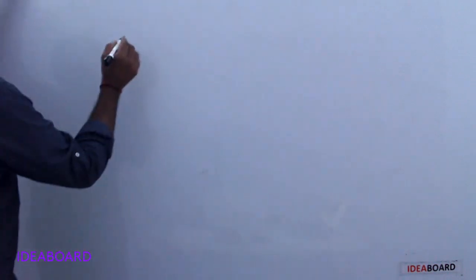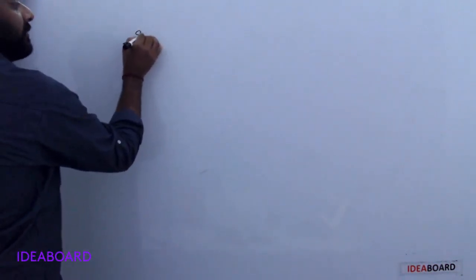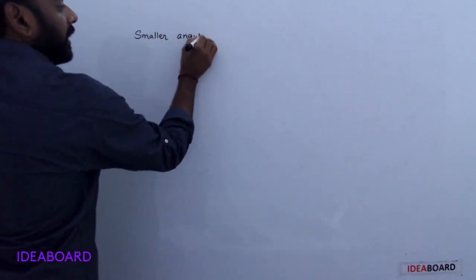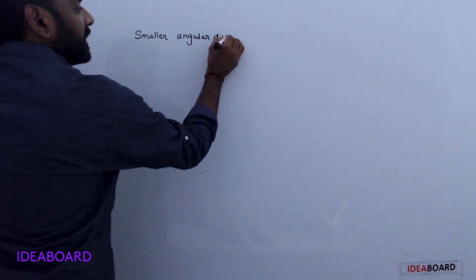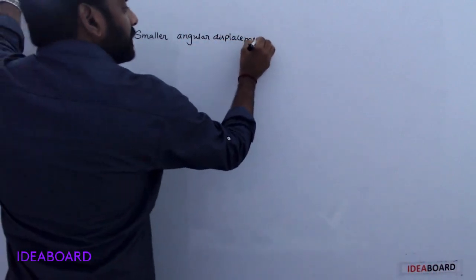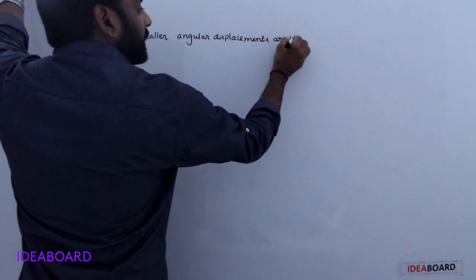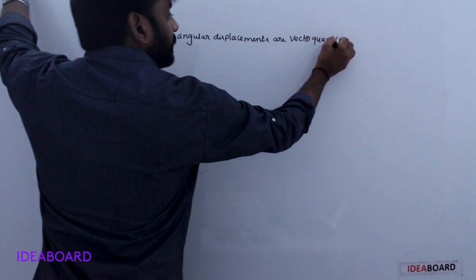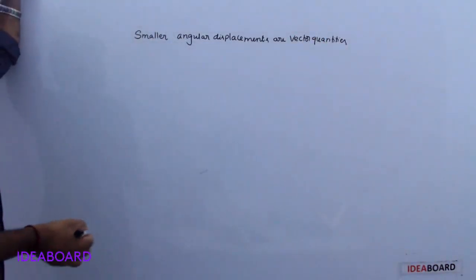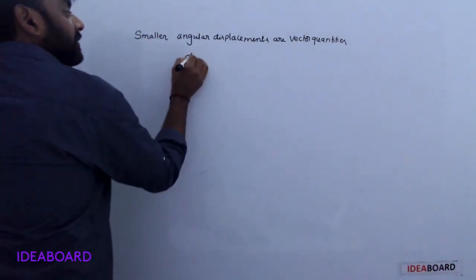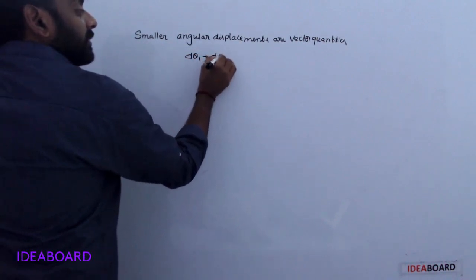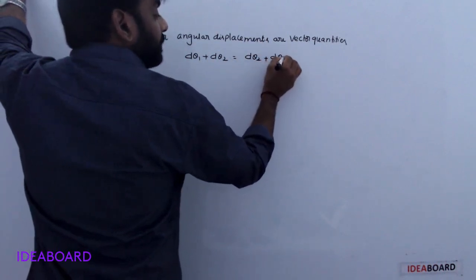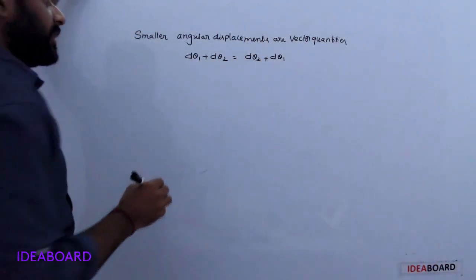Next, smaller angular displacements are vector quantities, because they obey the vector laws of addition.